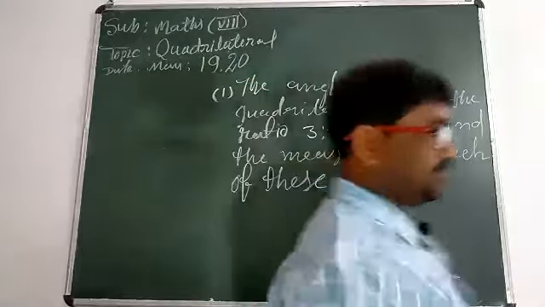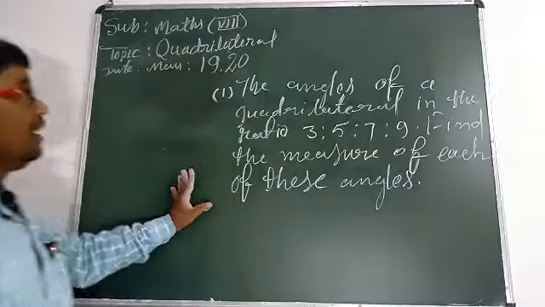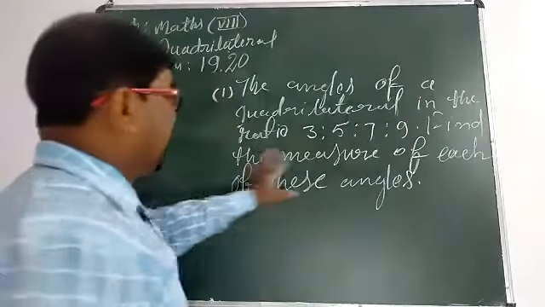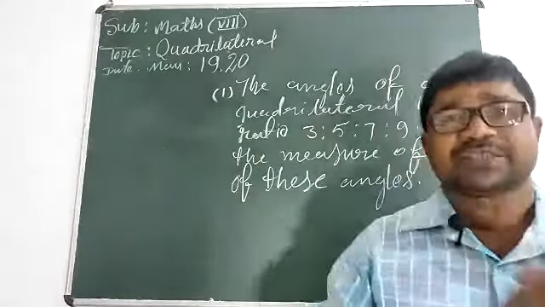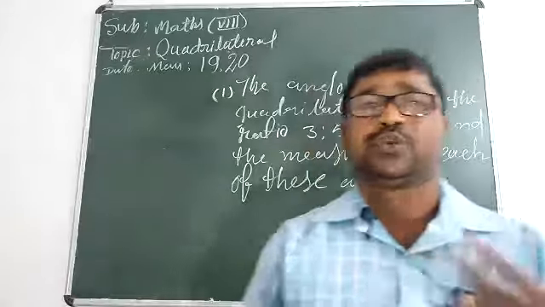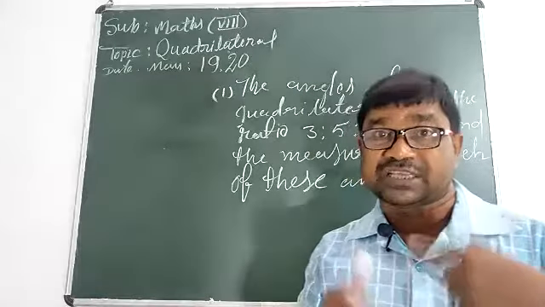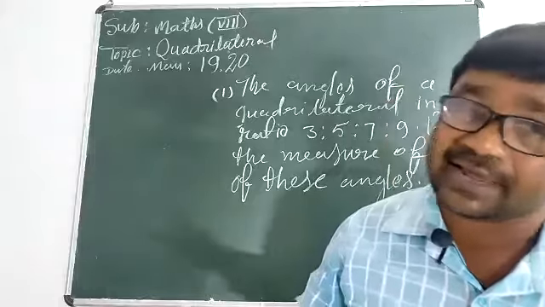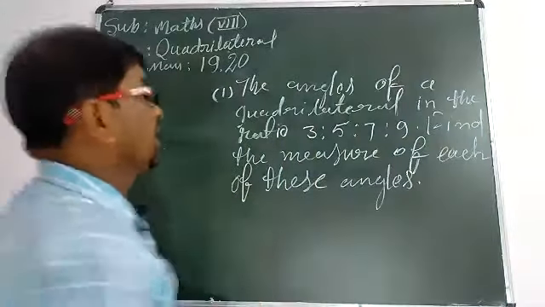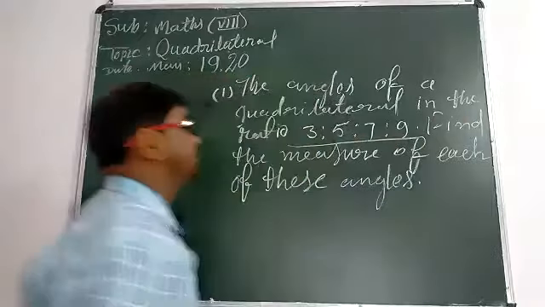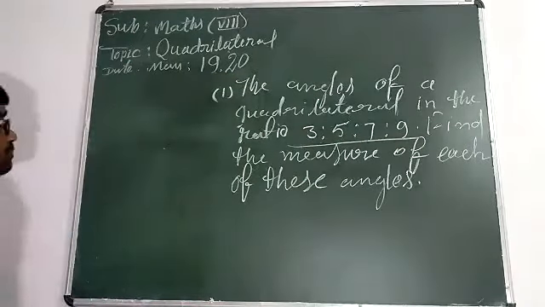Mind the sum. First type of application here: the angles of a quadrilateral are in the ratio 3, 5, 7, 9. That means 3 ratio 5 ratio 7 ratio 9. Then find the real measurement of all these four angles. Understood? You know about this ratio, so we should start this type of sum.